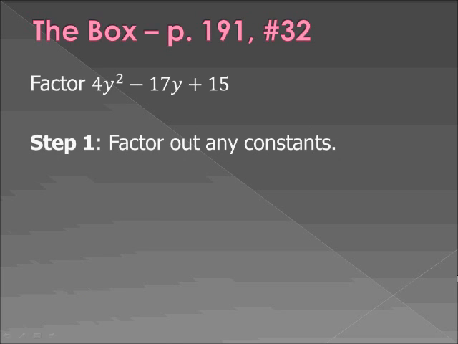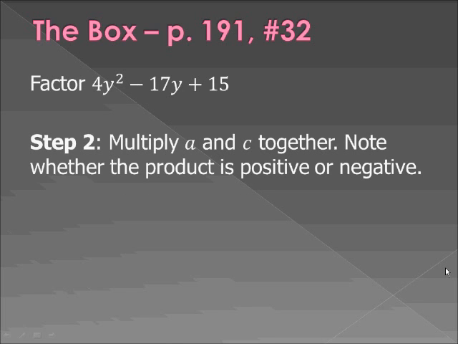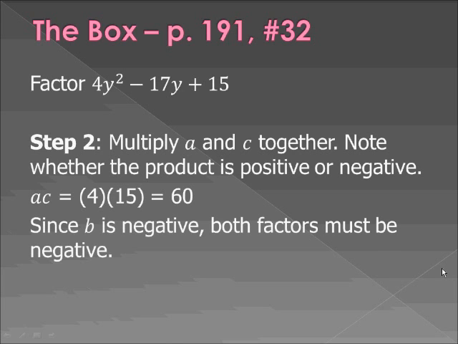So I'm going to pick an example from the book, and this is the one that's not listed on your sheet. You're going to factor 4y squared minus 17y plus 15. I'm going to do the first step, factor out any constants. There are none, so we can go to step 2. Step 2, you're going to multiply a and c together. So here we go, 4 times 15 is 60. It's positive, so both factors have to be negative because our linear term is negative.